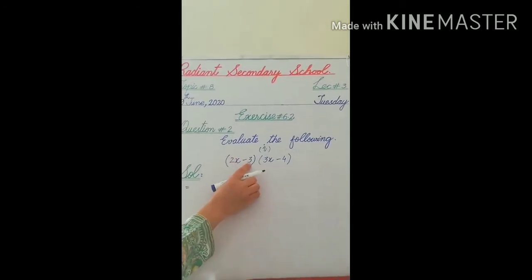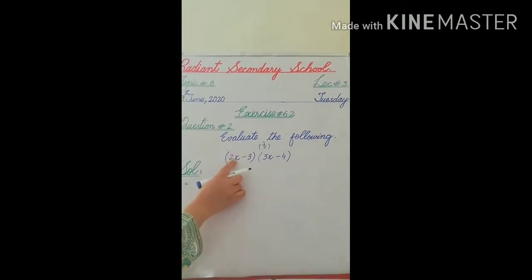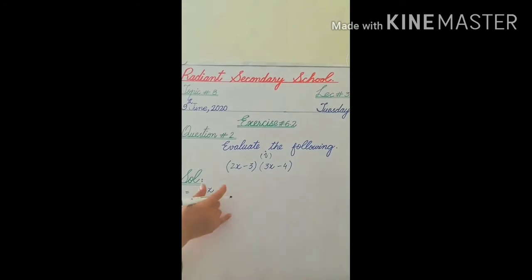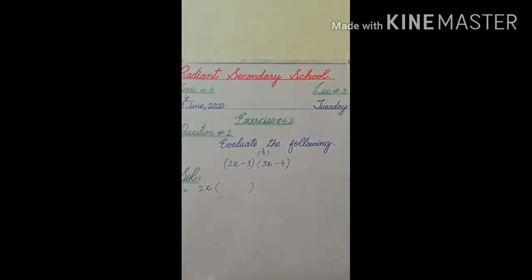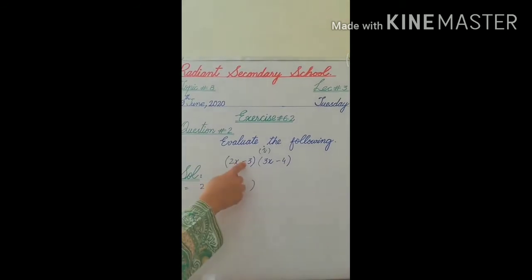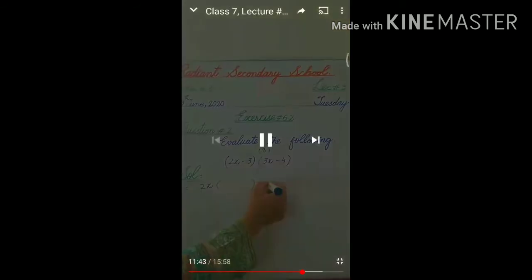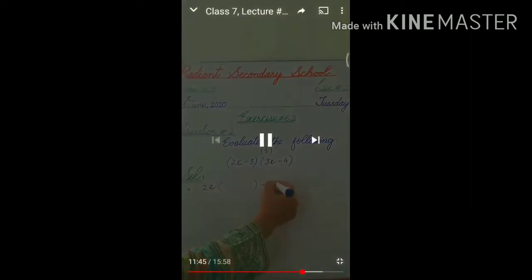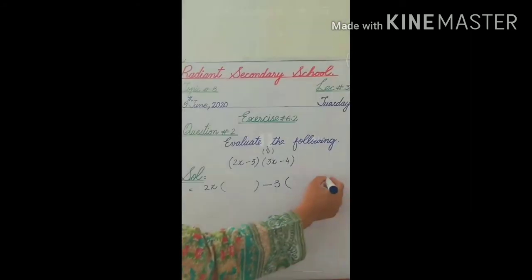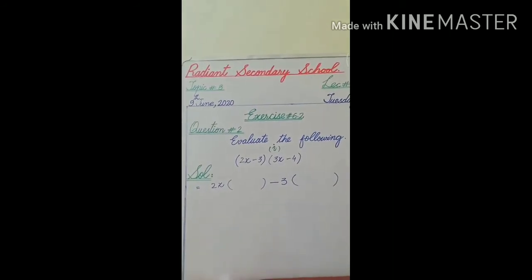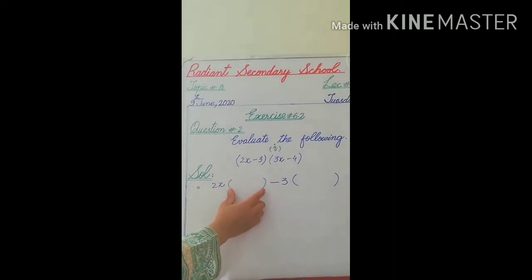Firstly students, we will use both terms of the first bracket. What is the first term? 2x. After writing 2x, we insert round brackets and leave them empty. Now, which sign is coming next? Minus sign. That will come down. And what is the second term? That is 3. And again we insert a round bracket and leave it empty.